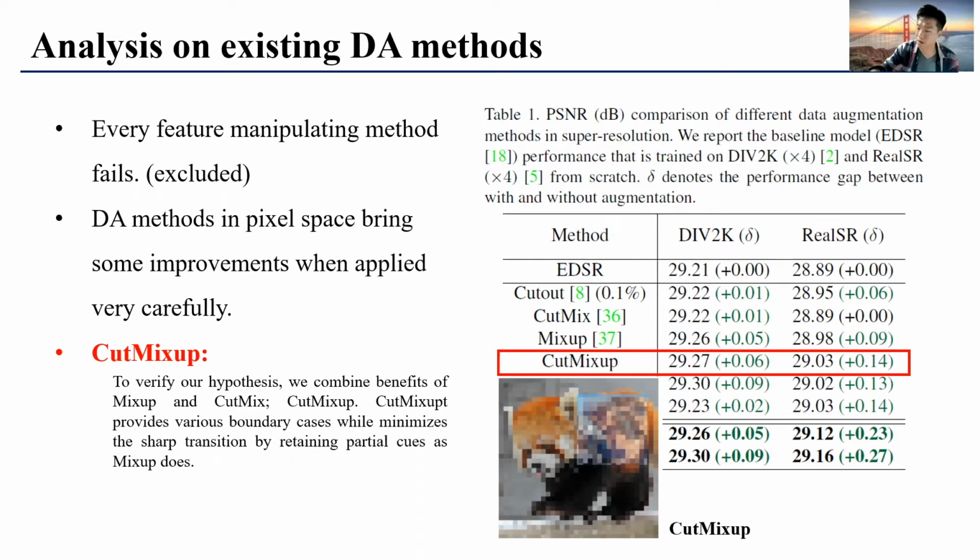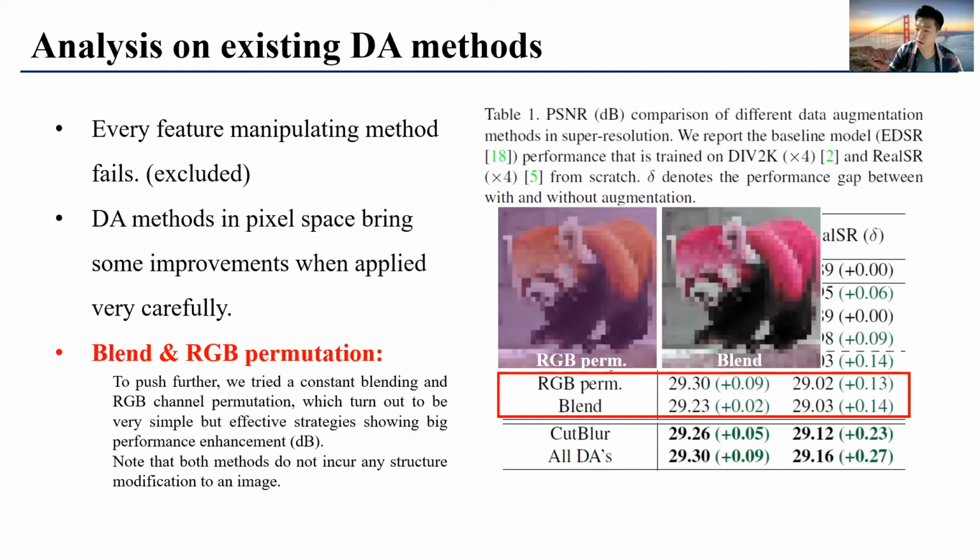Based on this analysis so far, we tried to push our hypothesis further: if sharp transition or weird pixel distribution is a problem, for example the weird pixel distribution caused by mixing up, then we can try a really simple augmentation with just an RGB permutation or blending some constant channel value into the image. This looks really simple and stupid, but surprisingly, this gives a lot of improvement in overall image restoration tasks. Just simply permuting the RGB channels in your low resolution and high resolution images gives a boost to your end performance quite a lot. This is on a synthetic dataset, and it looks small, but when it comes to the real dataset, it becomes a 1 or 2 dB increment.